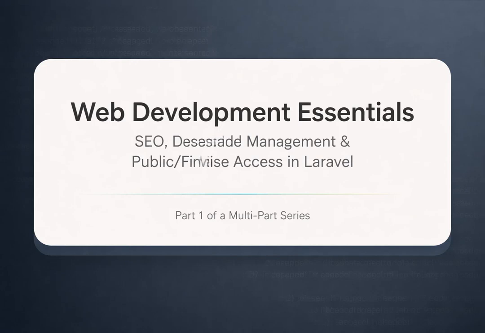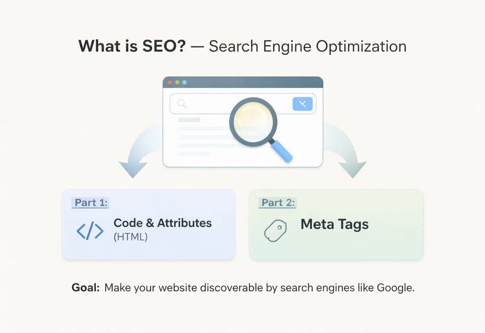In this video, we're going to cover 3 important topics that come up when you're building and deploying a web project, specifically a news portal. We'll start with an overview of SEO, or search engine optimization, then move into database management using cPanel and PHP-MyAdmin, and finally, look at how to handle public versus private file access in a Laravel application. Let's get into it. Let's start with SEO, search engine optimization.